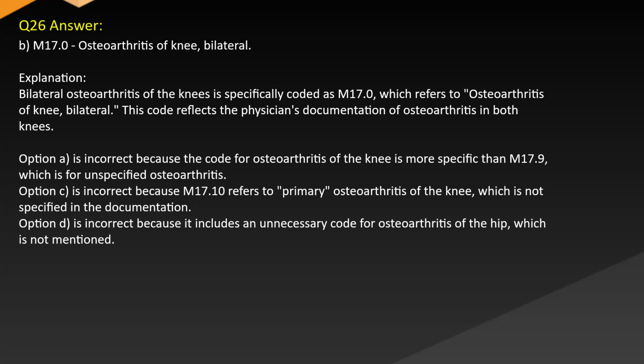Option A is incorrect because the code for osteoarthritis of the knee is more specific than M19.9, which is for unspecified osteoarthritis. Option C is incorrect because M17.10 refers to primary osteoarthritis of the knee, which is not specified in the documentation. Option D is incorrect because it includes an unnecessary code for osteoarthritis of the hip, which is not mentioned.